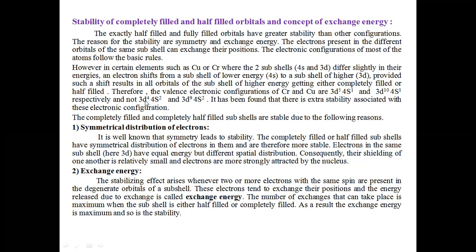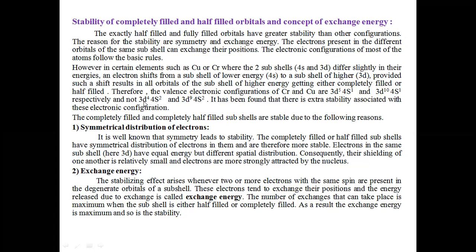Why? Because while shifting the electrons, we have to keep in mind that the subshell should become either completely filled or half filled. If I shift two electrons to the d subshell, it doesn't become either completely filled or half filled. So I will shift one electron from the s subshell to the d subshell. The d subshell will then contain 5 electrons after shifting the electron from the s subshell.